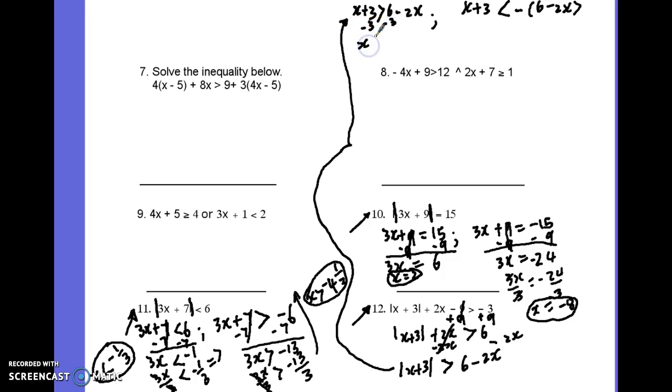X greater than 6 minus 3 is 3. And we add 2x to both sides. So we get 3x is greater than 3. We divide both sides by 3. We get 3x over 3 is 3 over 3.